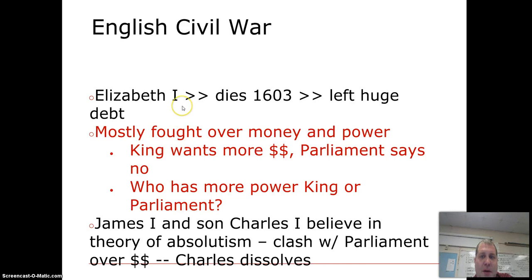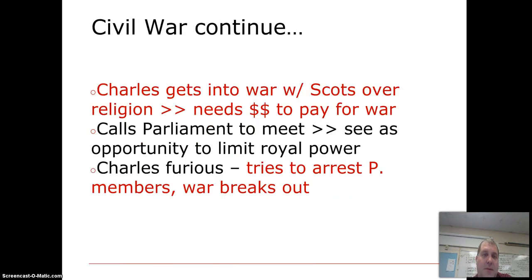The English Civil War comes about. Elizabeth I is going to die in 1603. She's going to leave no money because these guys like to spend money. The king wants more money, and Parliament says no. Who has more power, the king or Parliament? Now Parliament comes around, and the king believes in the theory of absolutism, so he's going to clash with Parliament over some of this money, and Charles basically tries to dissolve Parliament.